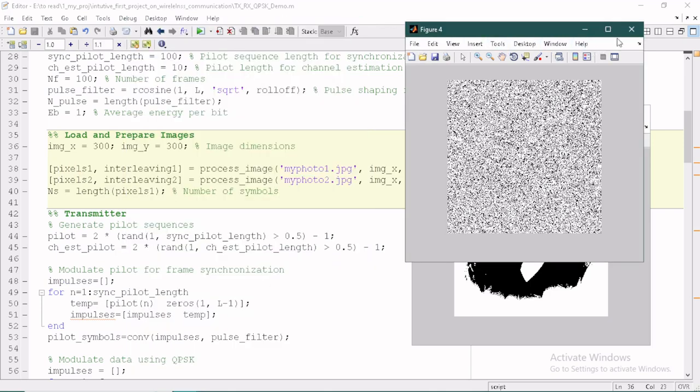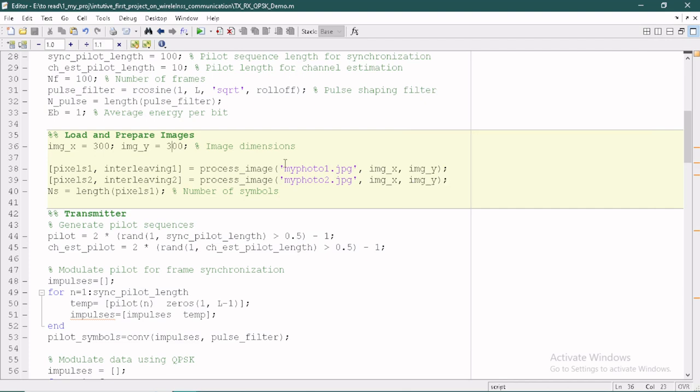You can see this function later. It's just a simple function. It only takes the photo or the images, does the processing, and gives us the pixels and the interleaving pattern. Here we find the total number of samples or symbols that we'll use later in the processing.